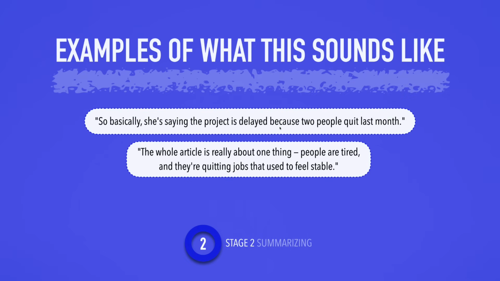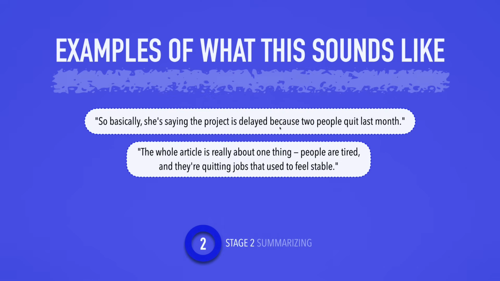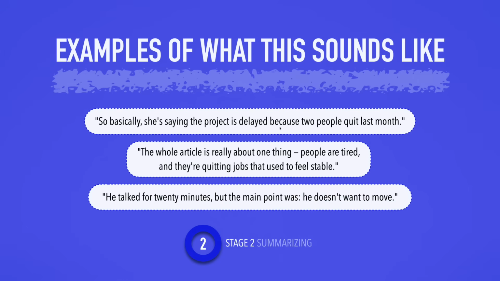The whole article is really about one thing. People are tired and they're quitting jobs that used to feel stable. You're summarizing the idea, giving the main detail about the idea. And example number 3. He talked for 20 minutes, but the point was he doesn't want to move. You're able to summarize, get the main idea, even if you don't get each individual word.